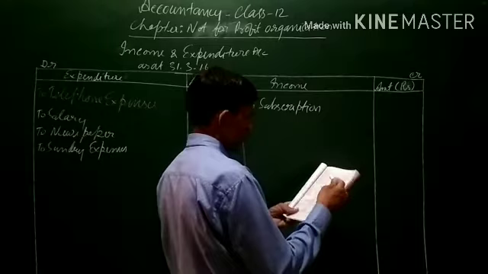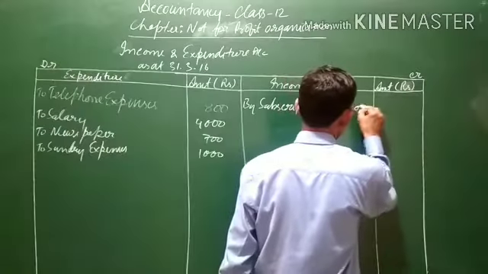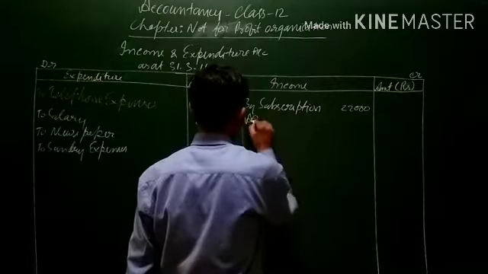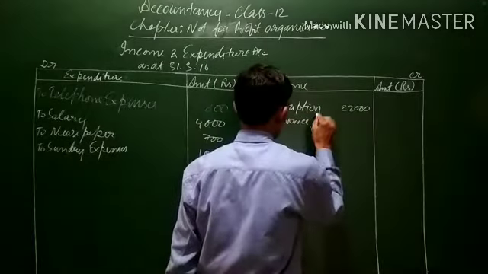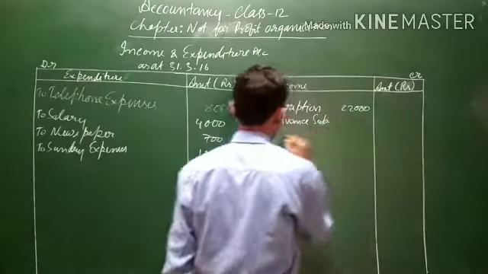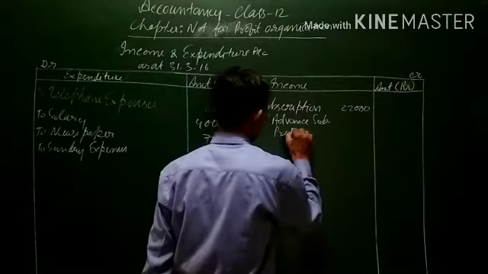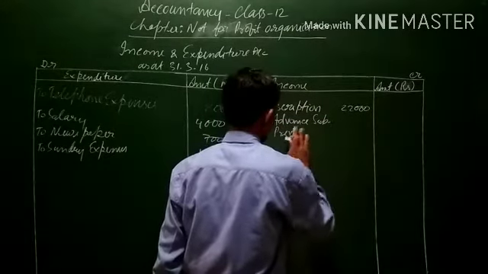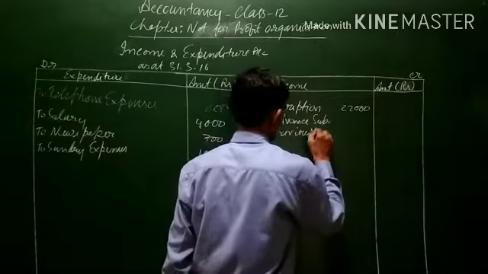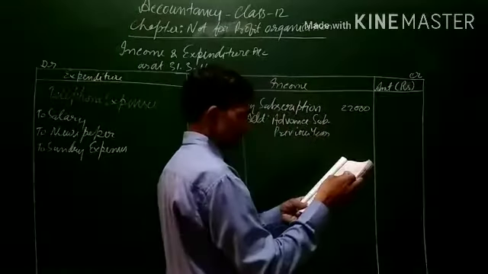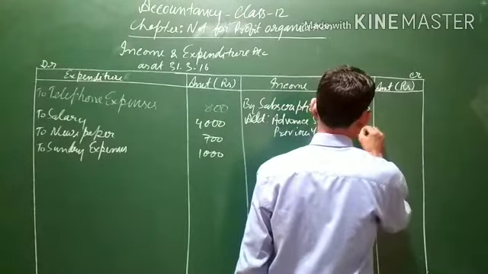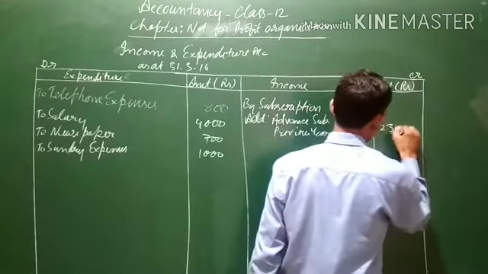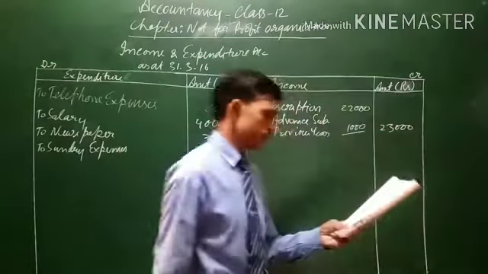So first of all, 22,000 is the subscription for the current year. Then we will be adding advance subscription. Advance subscription of what? Of previous year. Amount is 1,000. So total it will come to 23,000.